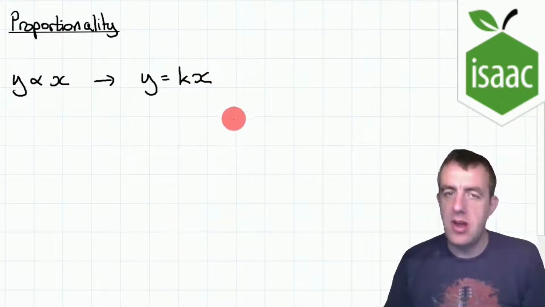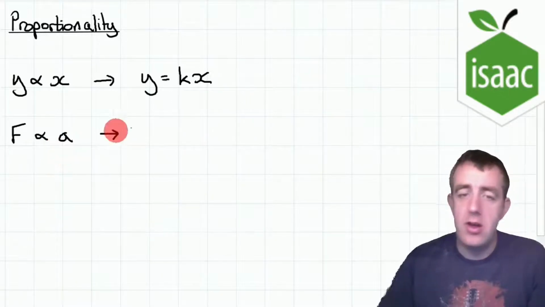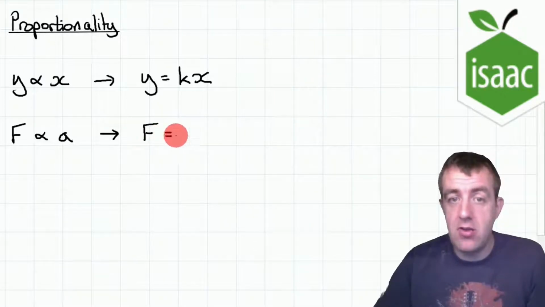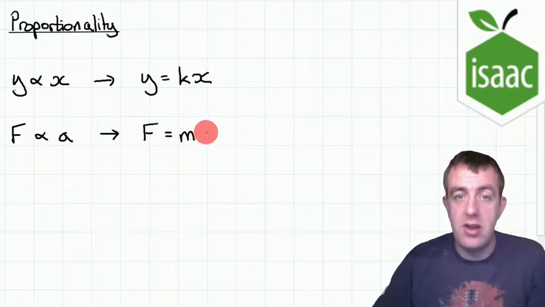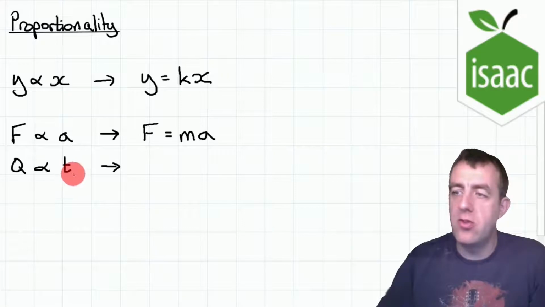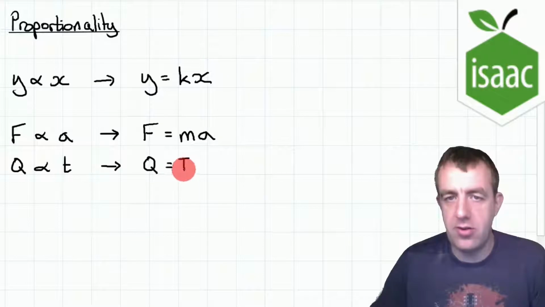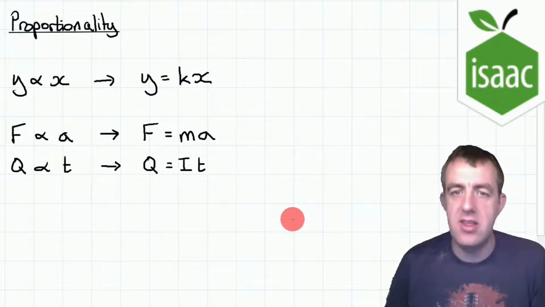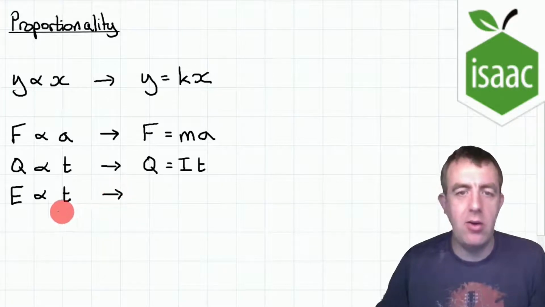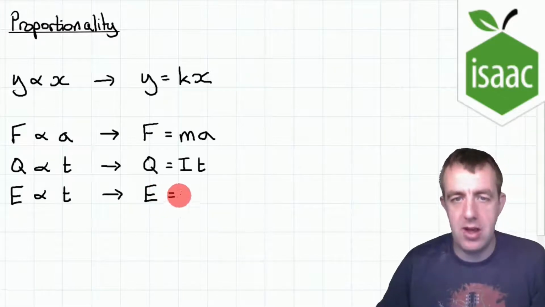And this works in all sorts of situations. Force is proportional to acceleration. That's Newton's second law, but it only works when we've got constant mass. Let's replace the proportionality sign with a constant. In this case, mass. A charge that flows through a wire is proportional to the time that we watch that wire for. And we could say that is true if the current is constant. So our constant of proportionality there is current. The energy transferred by some appliance is proportional to how long that appliance is used for. And that's true if the power of the appliance is constant.